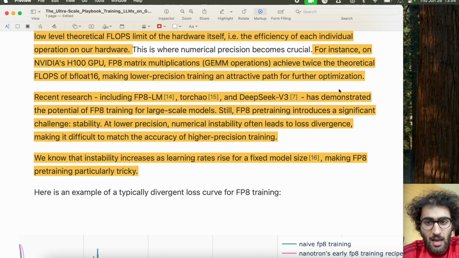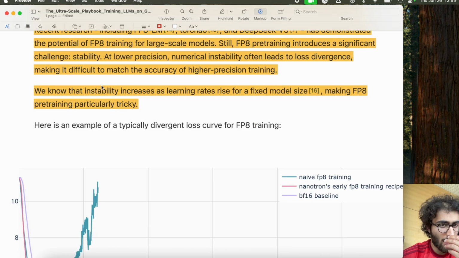And recent research has demonstrated the potential of FP8 training for large language models. However, FP8 training still introduces a significant challenge, which is stability, because at lower precision, numerical instability often leads to loss divergence, making it difficult to match the accuracy of higher precision training. And of course, as you increase learning rates for a fixed model size, then instability will also change because you're making the updates larger, and if there is an incorrect gradient in the loss landscape, not an incorrect gradient, but perhaps a gradient which locally is optimizing it but not globally, then you can get a divergent loss curve, which once again makes FP8 pre-training particularly tricky.